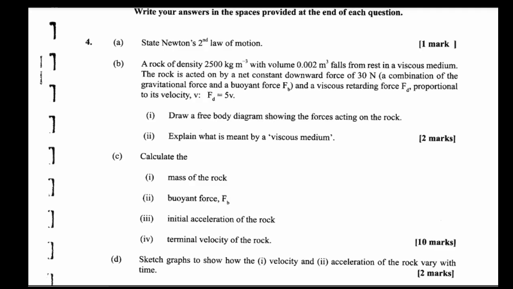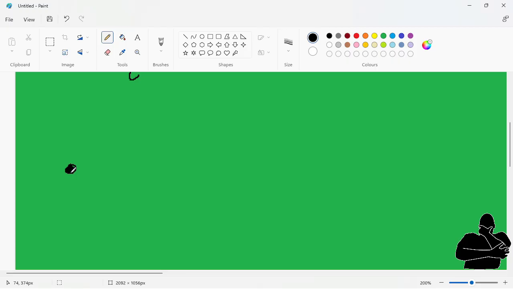So the question says that there is a constant downward force of 30 newtons. And that constant downward force is a combination of the gravitational force and the buoyant force. So right there, the question tells you that there's a gravitational force acting, which acts downward. And there's a buoyant force that acts upward. The buoyant force is basically what we call upthrust. So I will just call it U. And the downward force we can just call mg, since that is weight.